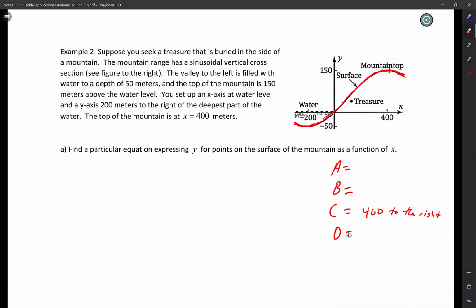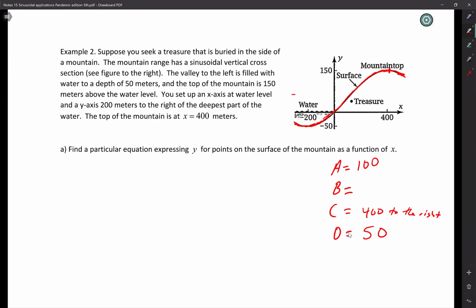The midline, let's see, where's the midline? The midline is the middle between the high and the low. So 150 plus a negative 50, that's going to be 100. And then divide that by 2, that's going to be 50. So the midline is 50. And then the distance from 50 to 150, that's 100. So that's the amplitude. And you can check it from 50 to negative 50, that's also 100.